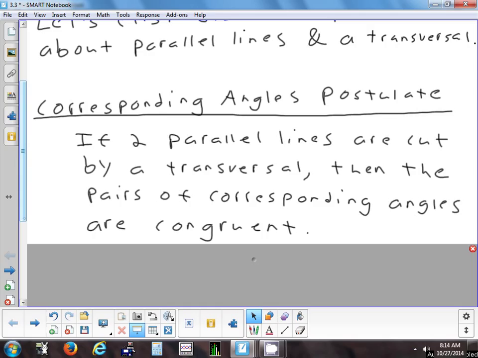Okay, do we need to prove that? Why not? It's a postulate. Okay, this is a fact that I'm going to give you. We don't have to prove it. We're going to use this fact to prove a couple other things.